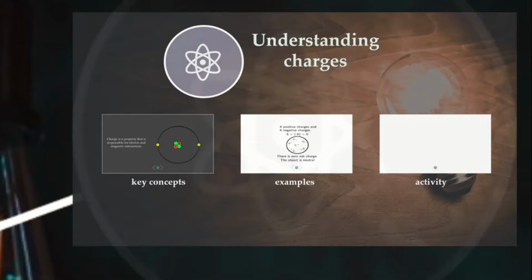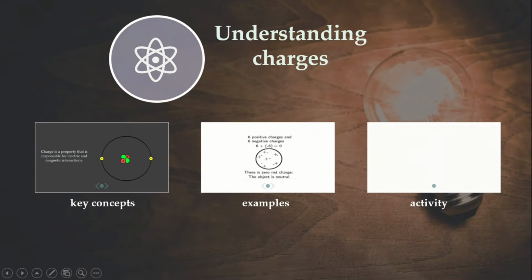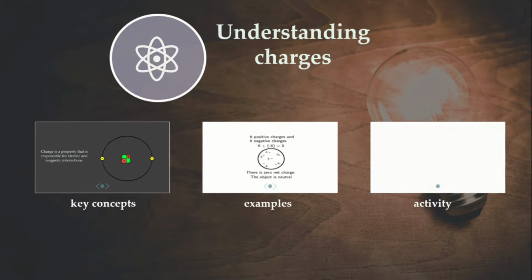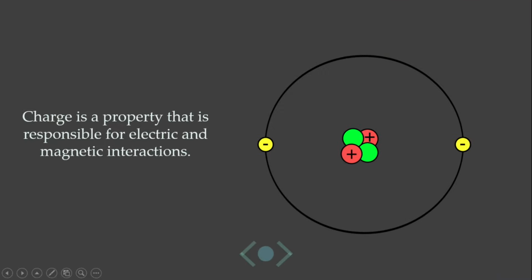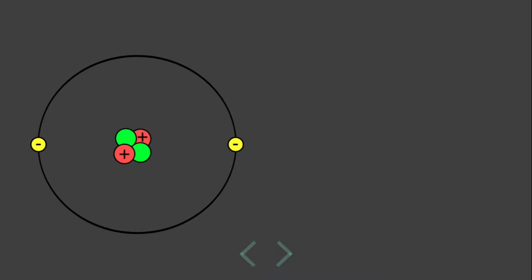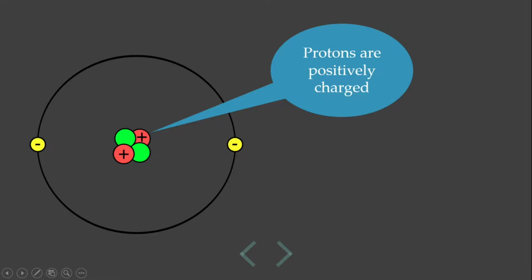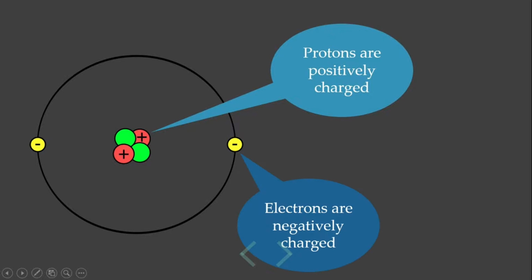Here are some conventions and definitions to start with. Let's look at charges. Charge is a property that is responsible for electric and electromagnetic interactions. Protons are subatomic particles, meaning they are inside the atom and they are positively charged, while electrons are also subatomic particles and they are negatively charged. Anything that has zero total charge is called neutral.